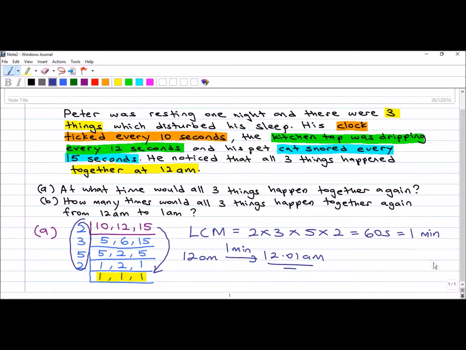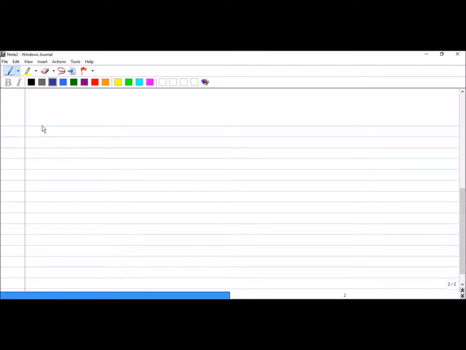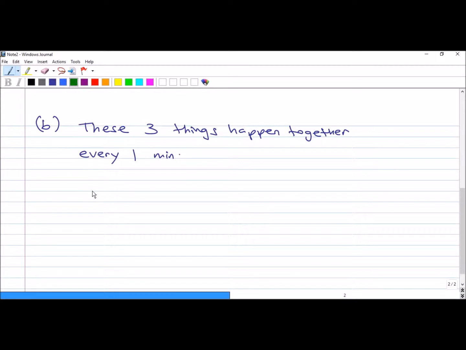Now the answer for part B is very simple. Since we know that these three things happen together every 1 minute. Let me write it down. These three things happen together every 1 minute.